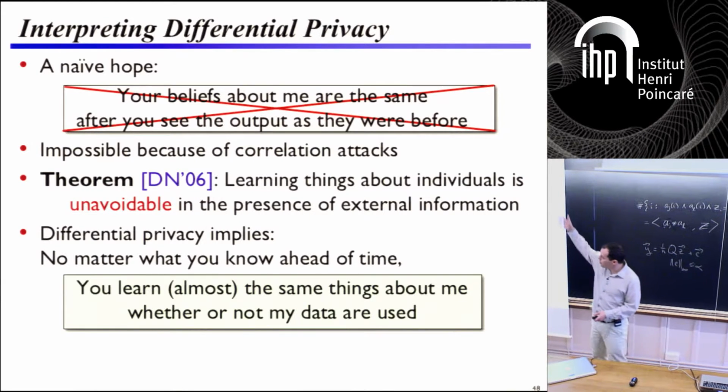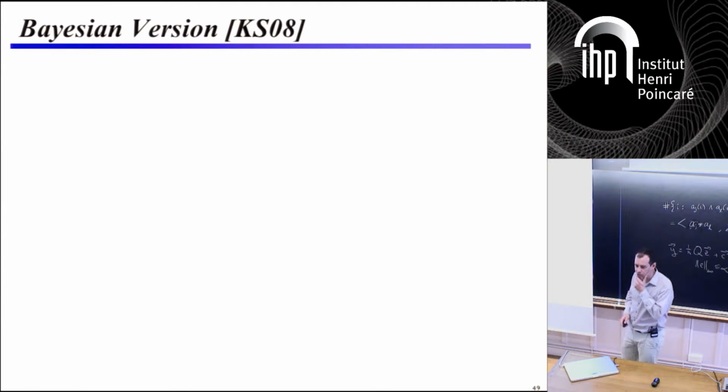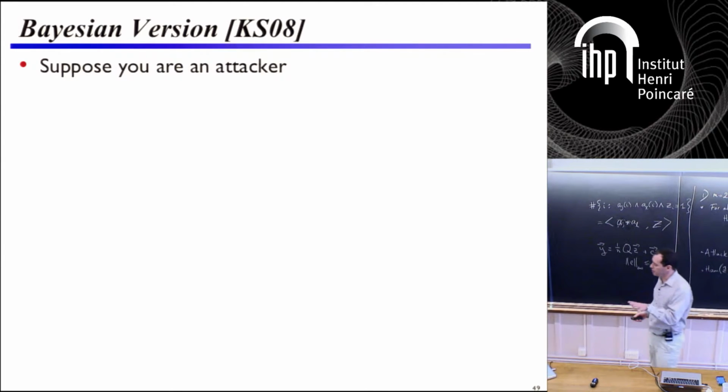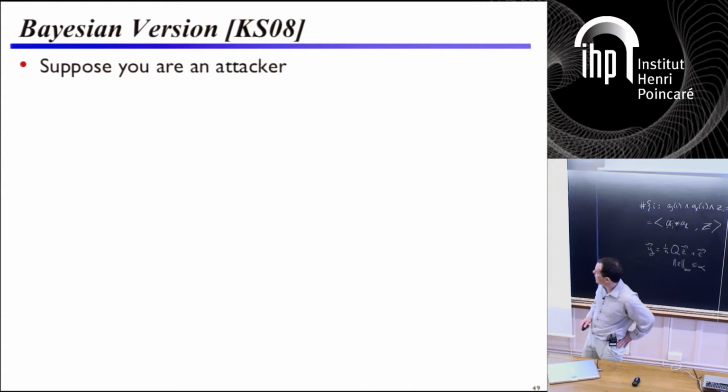So again, the thing we'd want is impossible, but what we can get is still pretty strong. Right? So it says that whatever you're learning is kind of independent of my participation in the data set. Okay. So let me give you a particular formalization of this that I think sheds light, for this crowd, on why the choice of metrics matters.